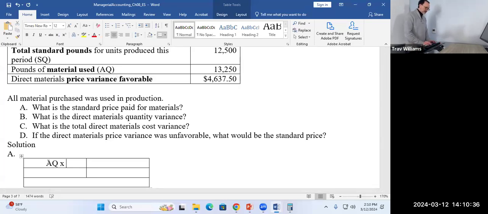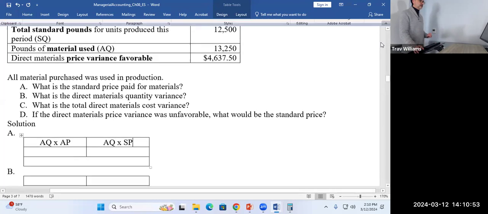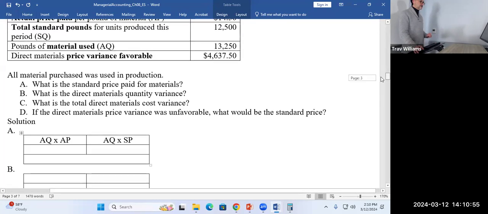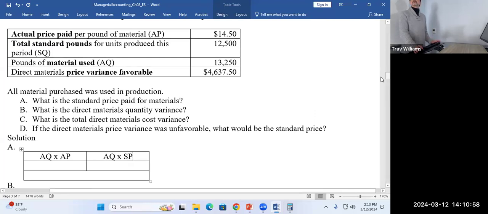Actual quantity times actual price minus actual quantity times standard price. That is our formula for the direct materials price variance. Okay? And let's see what we know. What is our actual quantity of materials? I thought it was 32. Yeah, 13,250 is the actual quantity, right? That's what we actually used. So that's going to go here and here.